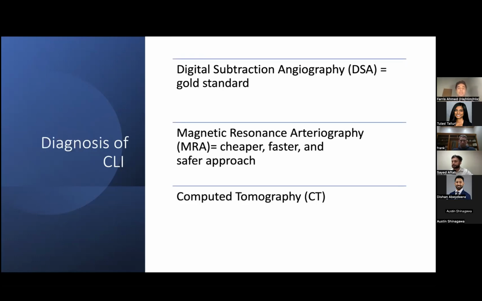In terms of diagnosing CLI, the gold standard is digital subtraction angiography. That's, I guess, the main way to diagnose it. MRA is magnetic resonance angiography. That's the cheaper, faster, safer approach that can be used, and CT as well.